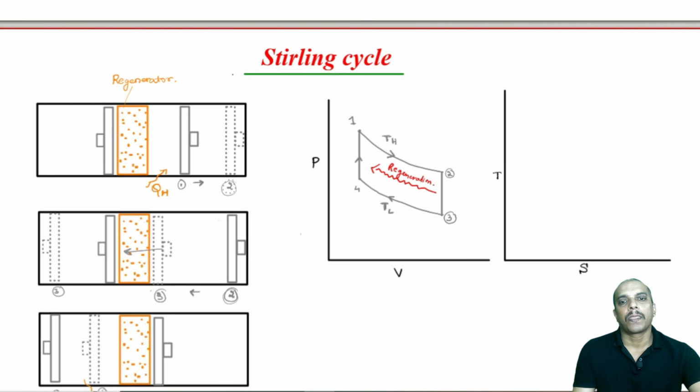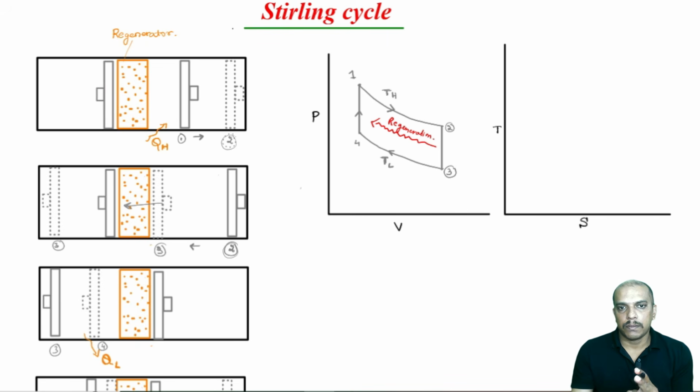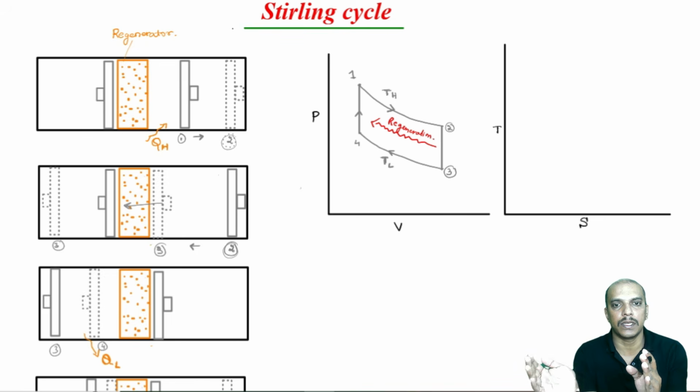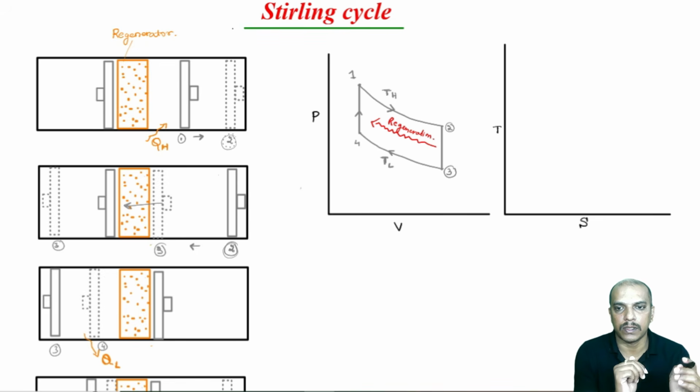Now, remember 1 to 2 is a process where we are supplying the heat at constant temperature. So, piston goes to the right. Then 2 to 3 constant volume where heat is transferred to the regenerator. So, at constant volume means the distance between two pistons remains same, the volume of the gas remains same, but the regenerator takes the energy. So, 2 to 3 is that process where the regenerator takes the energy, but the volume remains constant.